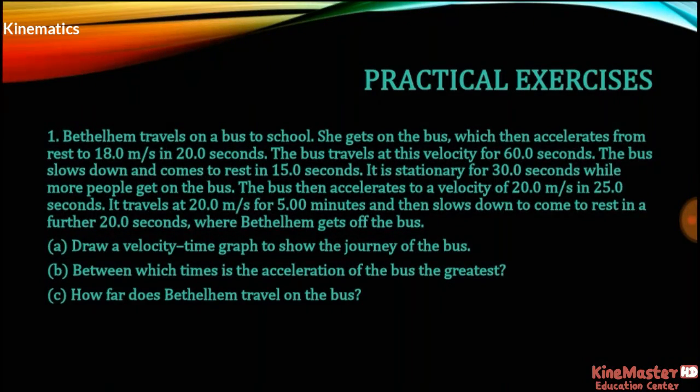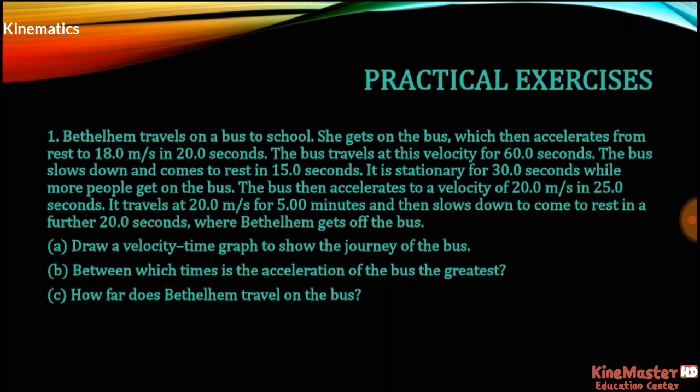Practical exercises, which are taken from the worksheet. Number 1. Bethlehem travels on a bus to school. She gets on the bus, which then accelerates from rest to 18 meters per second in 20 seconds. The bus travels at this velocity for 60 seconds. The bus slows down and comes to rest in 15 seconds. It is stationary for 30 seconds.